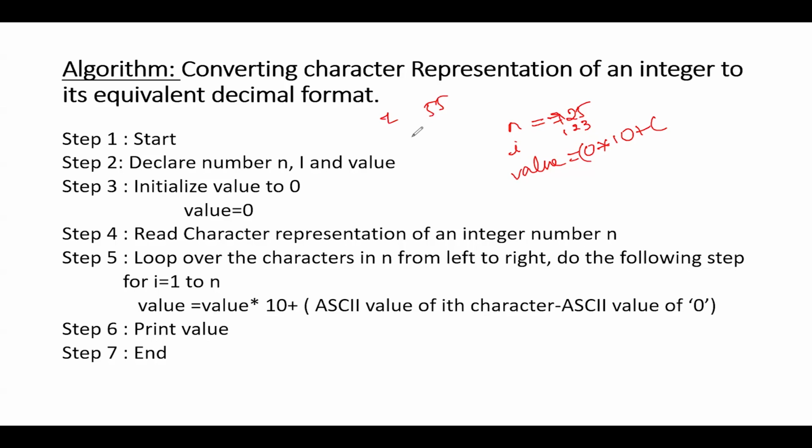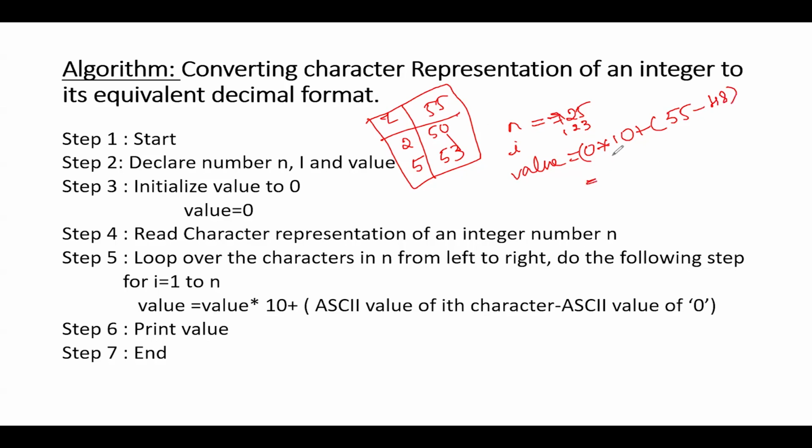The ASCII value of 2 is 50, and the ASCII value of 5 is 53. So just keep this in mind, these are the ASCII values. So what I'm going to say is value is equal to value into 10 plus the ASCII value of the digit minus the ASCII value of 0, which is nothing but 48.